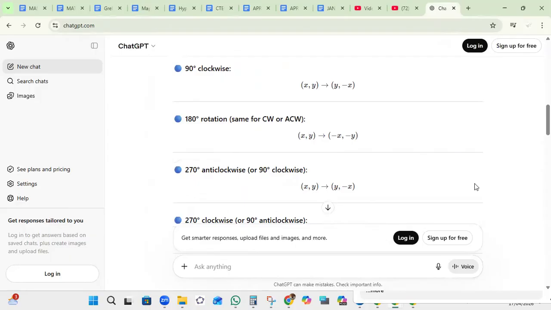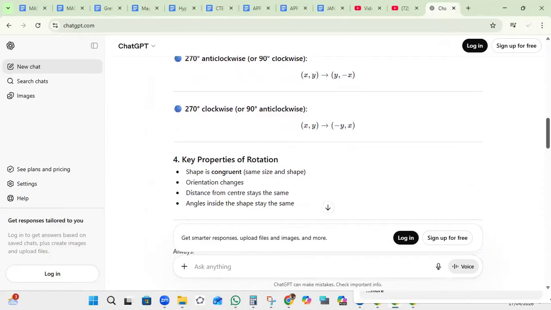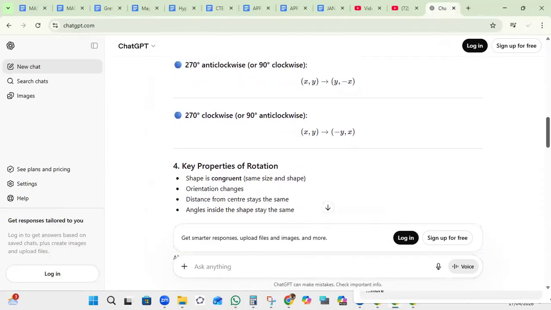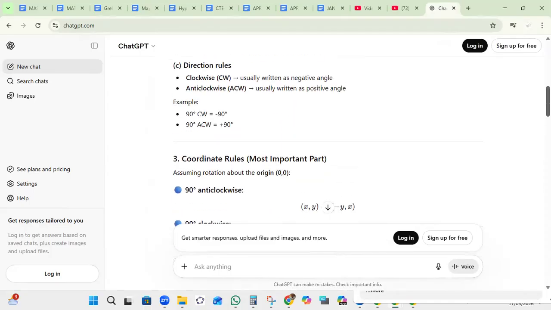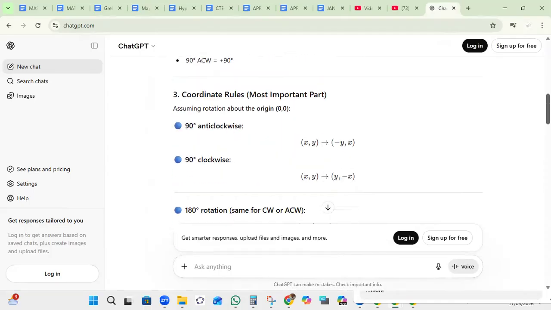Okay, a 90 clockwise, the x and y will swap position, and the x will change sign. And 270 degrees clockwise is the same as 90 degrees anti-clockwise. So they will most likely not ask you for 270, because a 270 anti is like a 90 clock, and a 270 clock is like a 90 anti. And the 180, no swapping, only the sign changes.